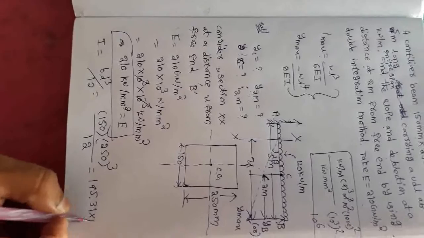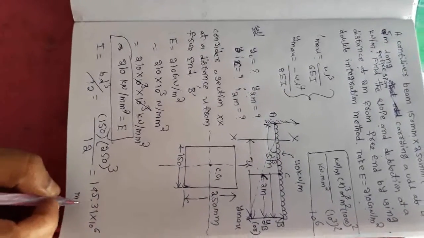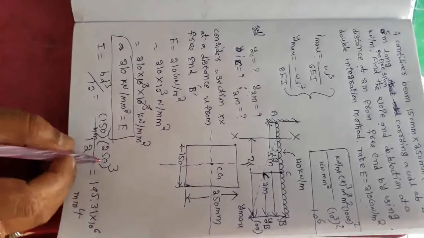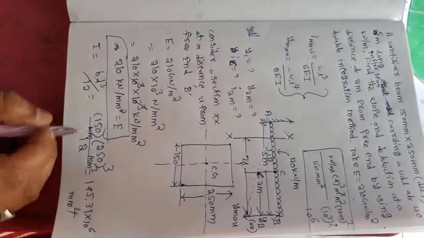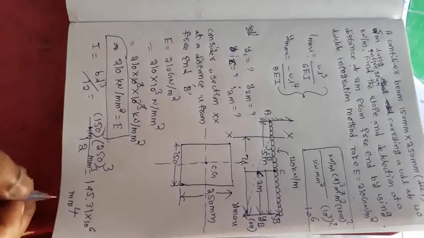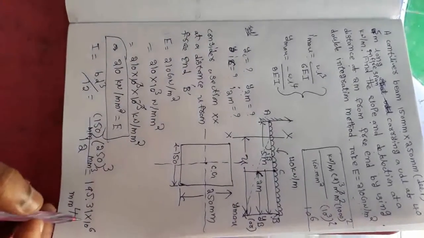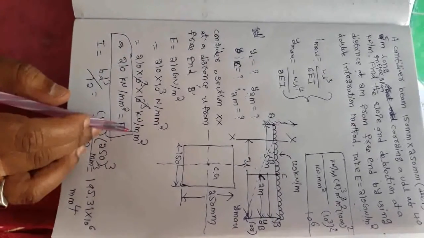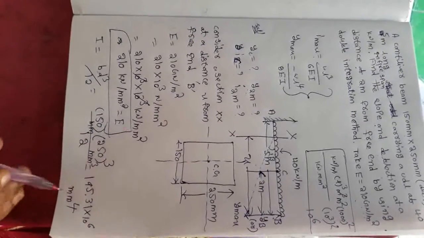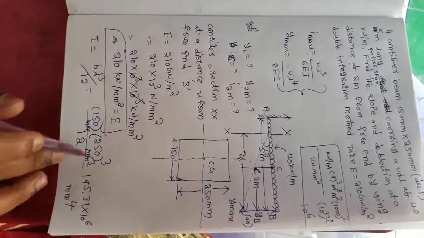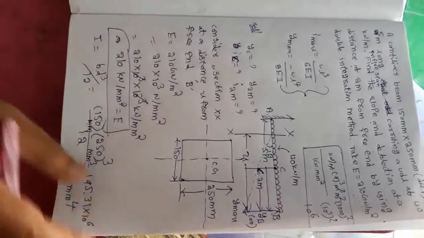And the answer is 195.31 into 10 to the power of 6 mm power 4. Why? Because here it is mm into mm cube, so given is mm power 4. So E is in the combination of kilonewton and mm, and I is in mm, so there is no problem with the units.